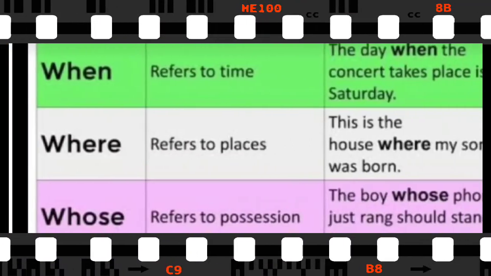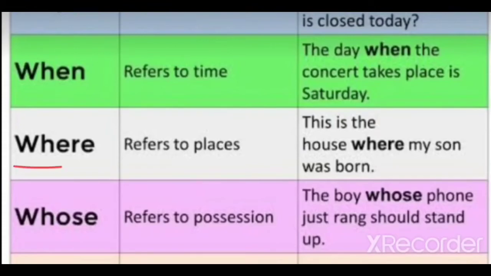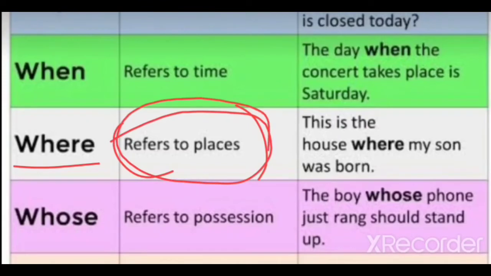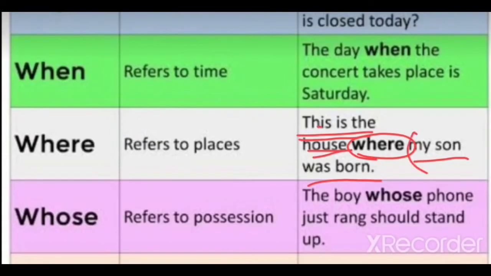Okay. Children, the next relative pronoun is where. So where refers to place. For example, we ask questions like, where is your place? Where is your school? Where is your room? Like that. So where is the relative pronoun that connects the main clause and the relative clause here. So look at the example given here. This is the house where my son was born. So this is the house is the main clause, and where my son was born is the relative clause.